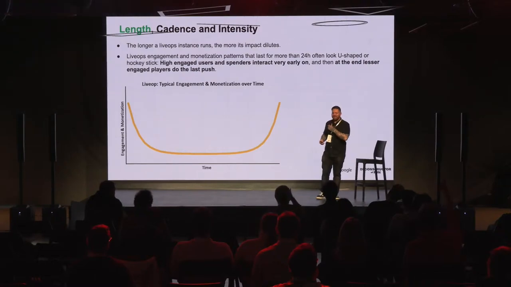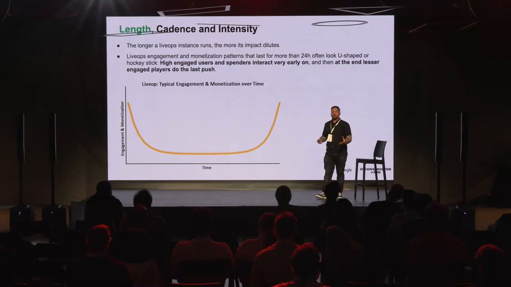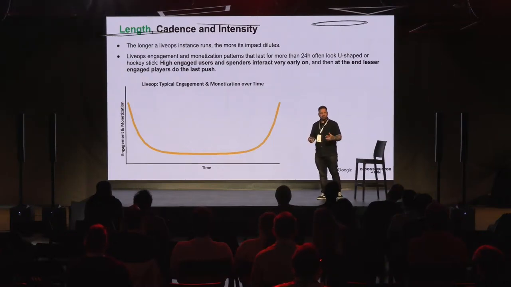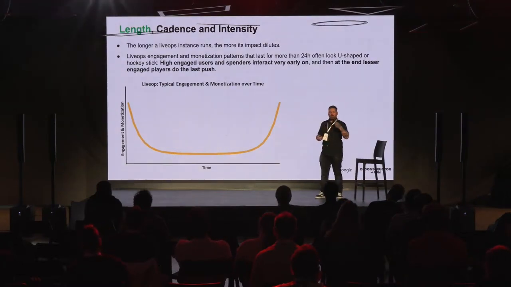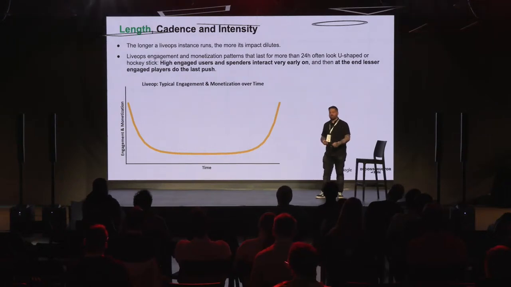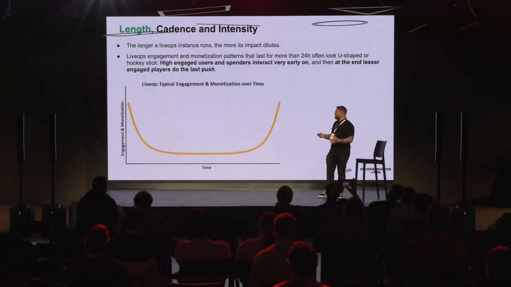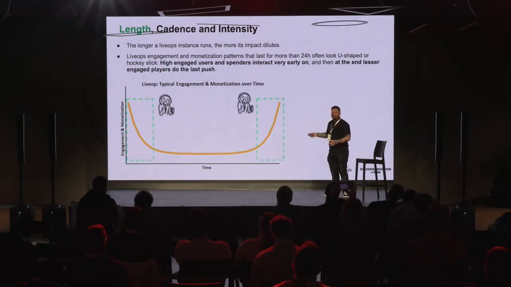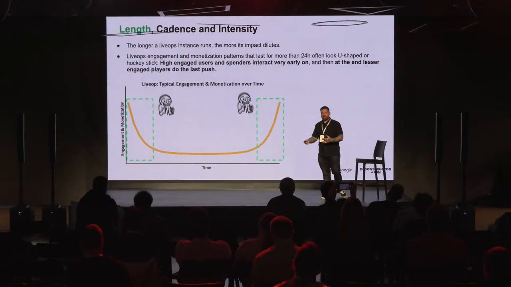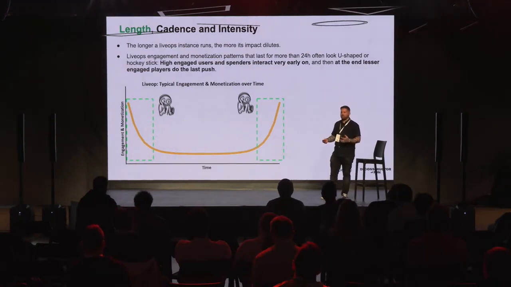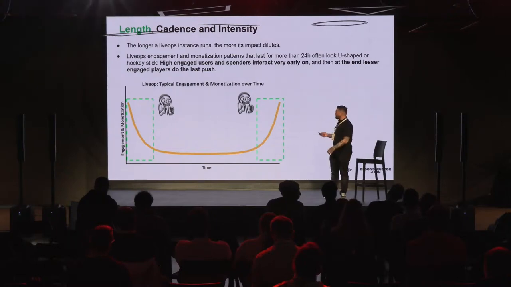The reason why it looks like this is because at the beginning of a live op, at the beginning of an offer or something like that, there's a lot of players that jump in and interact with it very, very early. Spenders and high engagement users, provided that there's no limit, complete the event very early on and then they don't have anything else. And then at the end, if an offer is about to expire or a competition is about to end, there's this last push that people do. So that's why it looks like that.